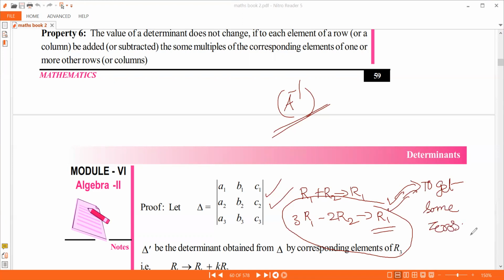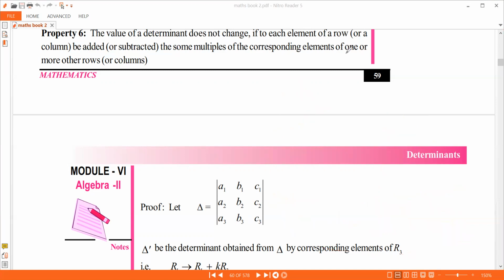To get some zeros, this is what we'll do. To evaluate any determinant, we need two zeros somewhere in it. Try to get the zeros within the same row first. Otherwise, somehow get two zeros within the determinant and then try to expand the determinant. That's always better. So that is how to solve the determinants.